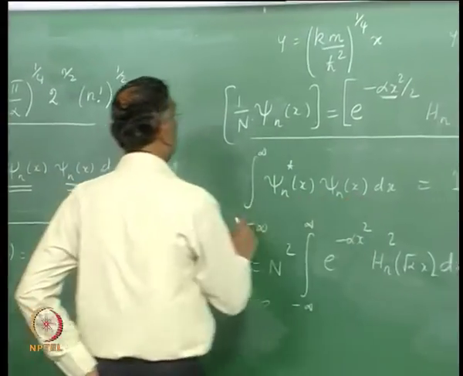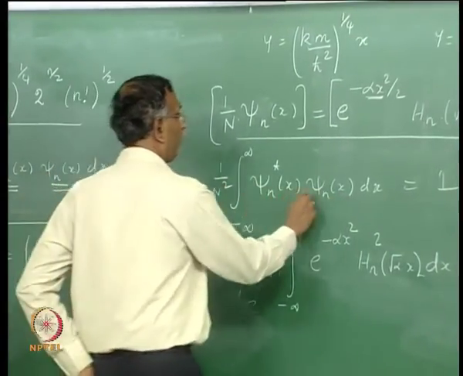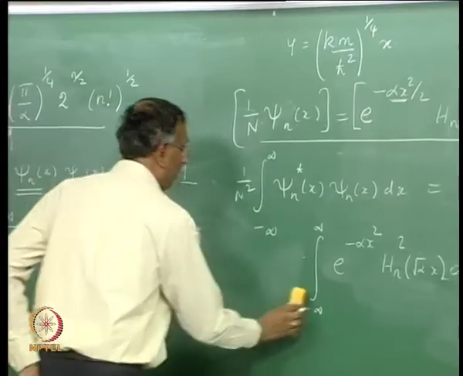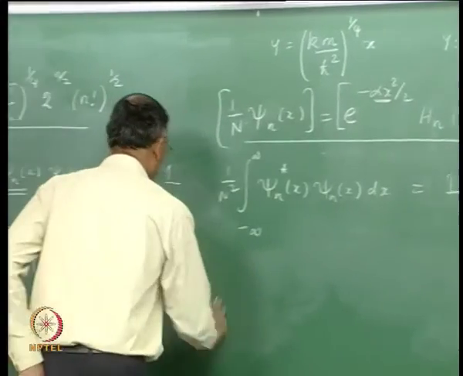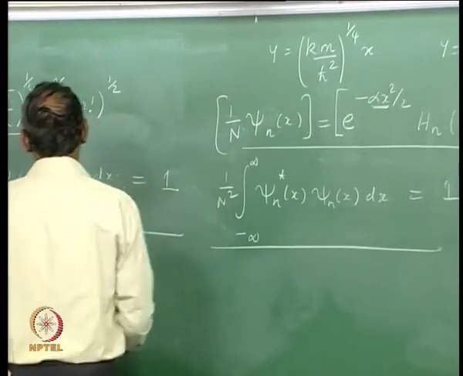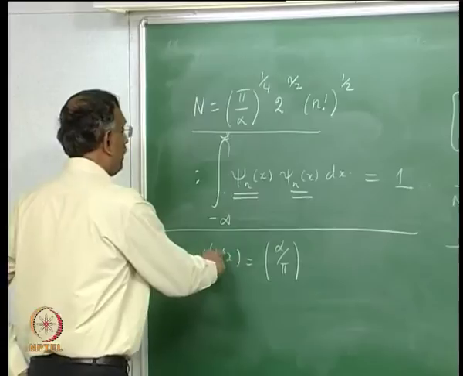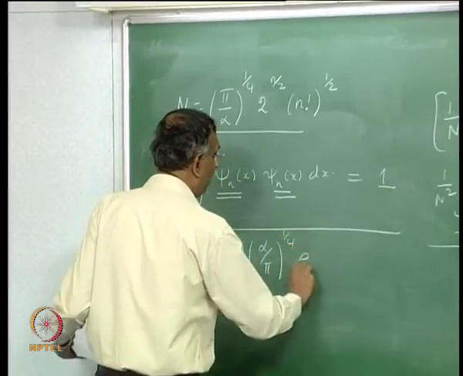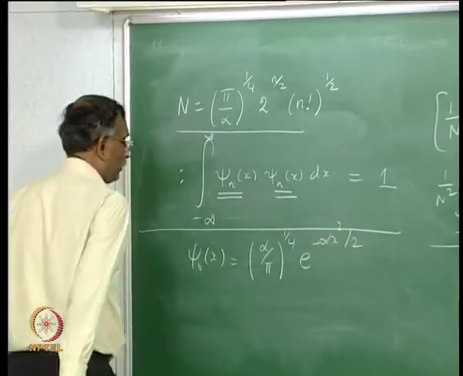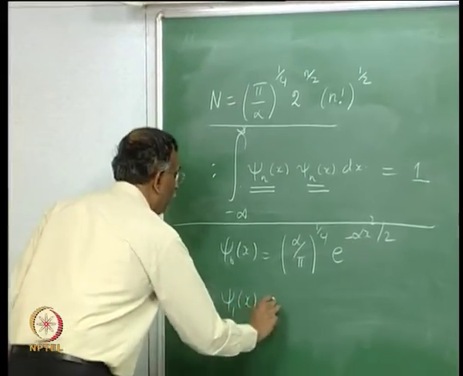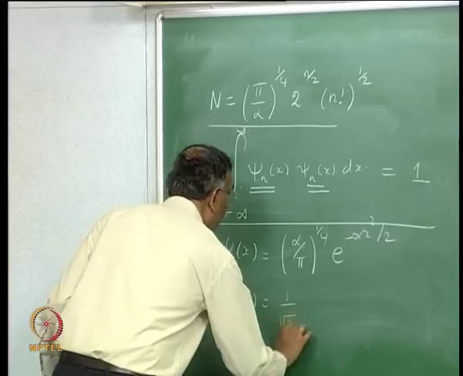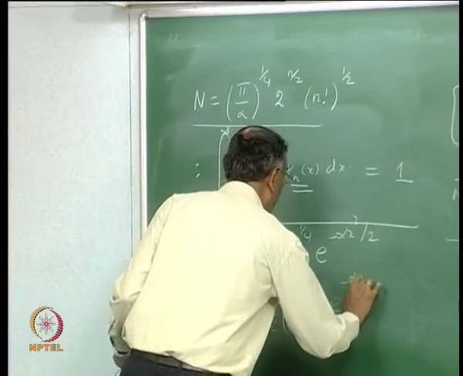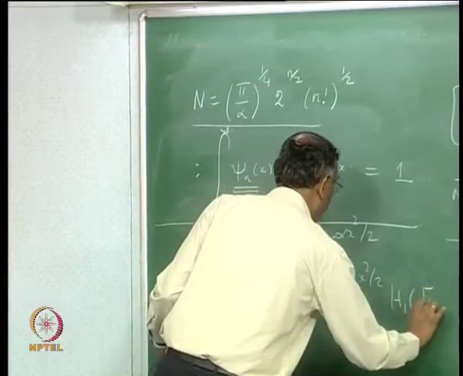1 by N squared, integral of psi n of x, psi n of x dx is 1. And then we can see that that is given by the corresponding expression. And this N is what I have here, pi over alpha and so on. So, psi naught will be alpha by pi to the 1 by 4 e to the minus alpha x square by 2. Okay. Psi 1 of x is given by 1 by root 2 times alpha by pi to the 1 by 4 e to the minus alpha x square by 2 H 1 of root alpha x.